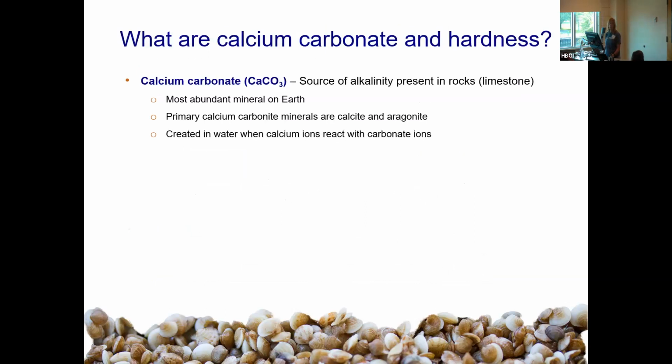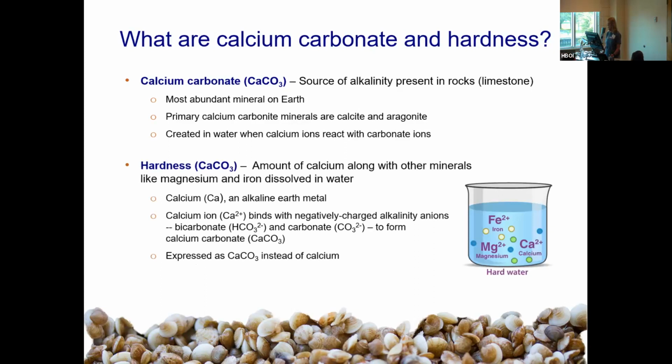The source of alkalinity can be found in calcium carbonate. Limestone, for example, is nothing but calcium carbonate. It's the most abundant mineral on Earth. The primary calcium carbonate minerals are calcite and aragonite, and they're created in water when calcium ions react with those carbonate ions.